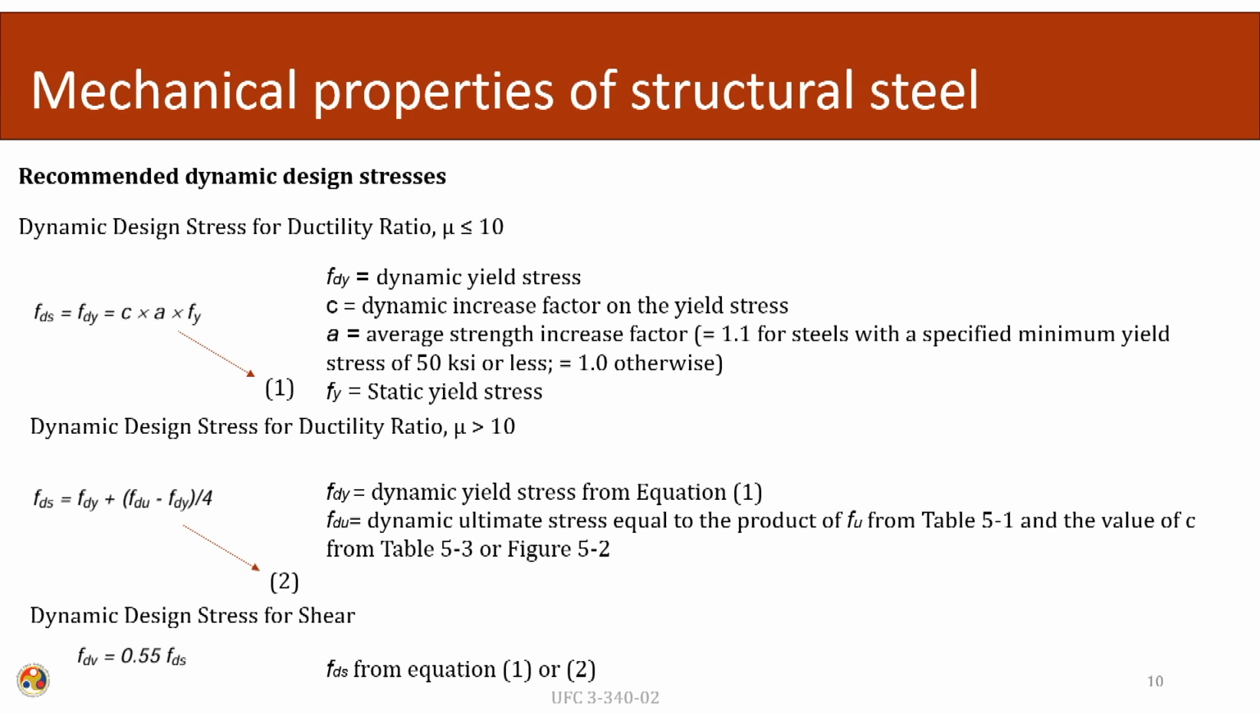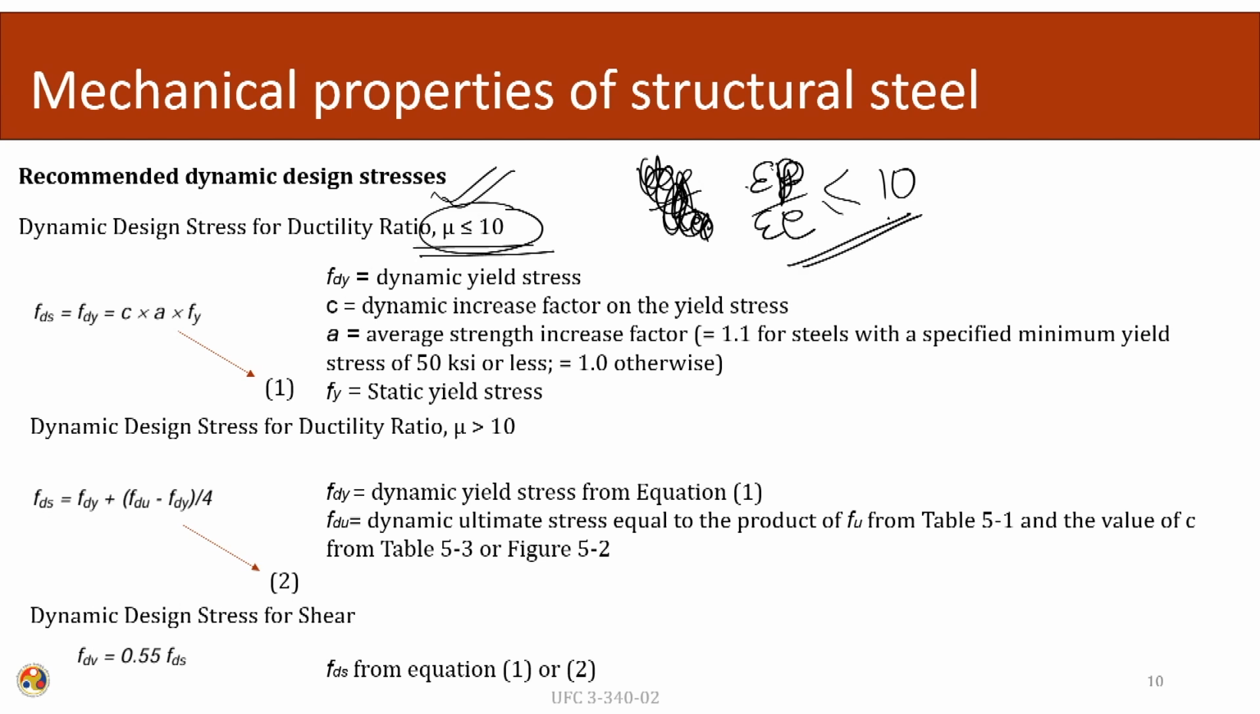So, we are looking into the mechanical properties of the structural steel. These are the recommended dynamic design stresses. When we are using the steel for design purposes, these are the recommended values. If we are looking into a ductility ratio of less than 10, it means that u plastic divided by u elastic, or strain plastic divided by strain elastic, is less than 10, then this equation can be used to calculate the increase in the dynamic design stresses.